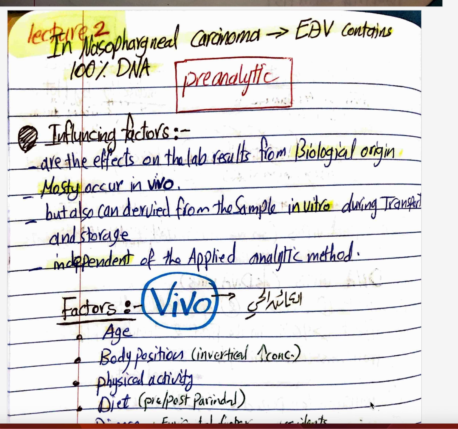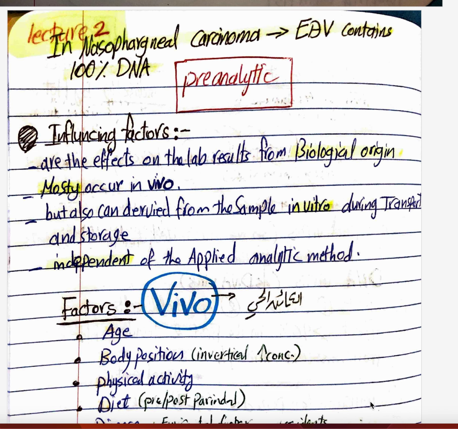Mostly they occur in vivo. And you know what is vivo? That means the organism itself. But they can also derive from the sample in vitro. Vitro means outside the organism; vivo, inside the organism. During the transport, the storage, and the other thing that's so important, it's independent of the applied analytic method. Whatever the analytic method that I use, it doesn't depend on it.